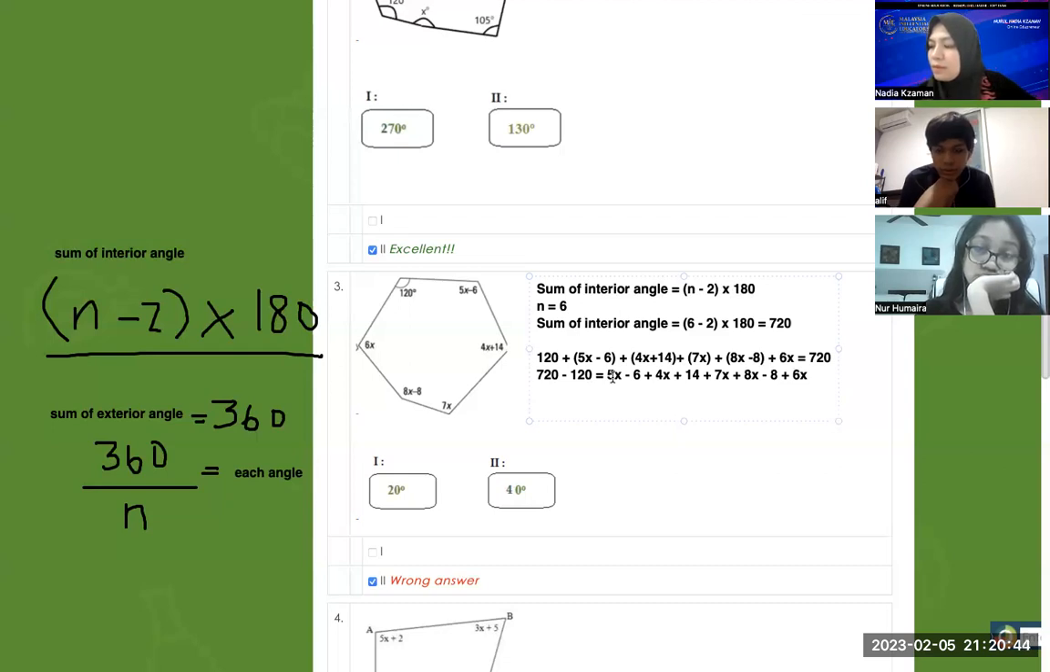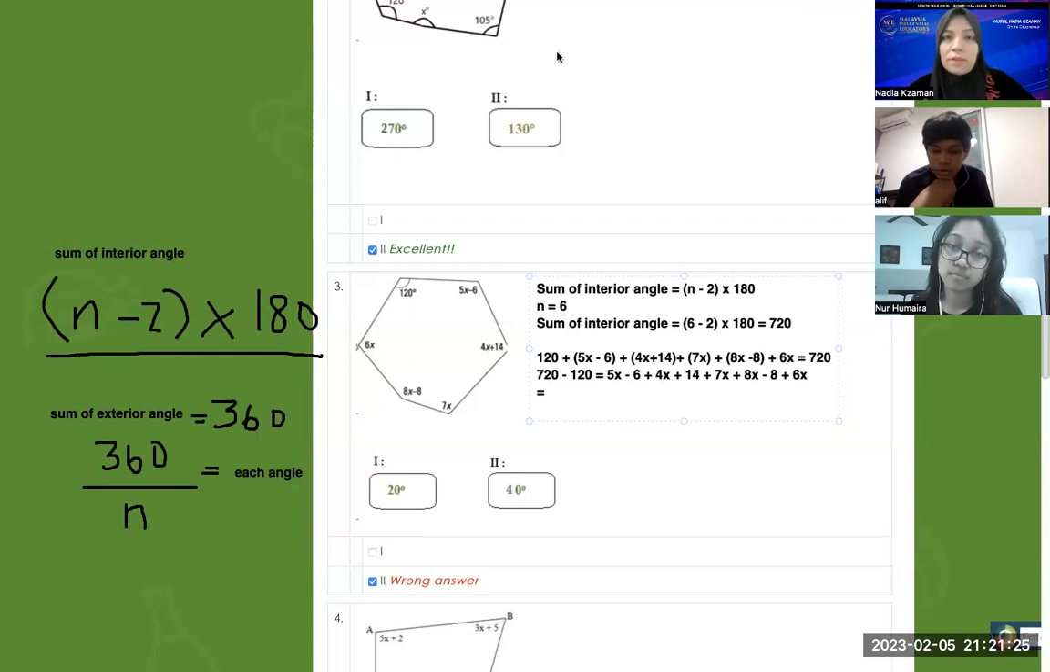Can you count all the x that we have in the equation? 5x plus 4x plus 7x plus 8x plus 6x. What will you get? Five plus 4, you get 9. 9 plus 7, 16, 16, 24, 30. Is it 30x? Yeah.